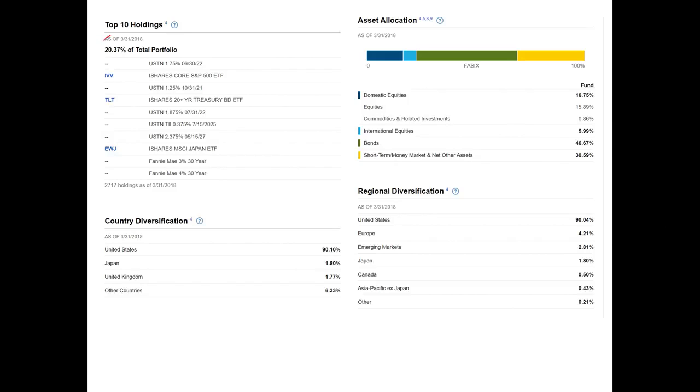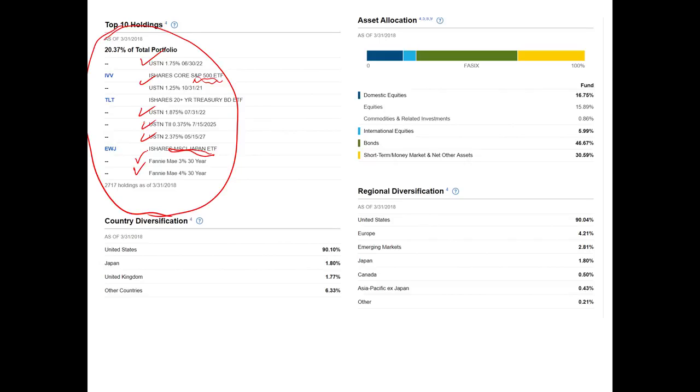So here in the upper left, it gives you the top 10 holdings. And so USTN, those are treasury notes. S&P 500 exchange traded funds, so it tries to mimic the performance of the S&P 500. It's just an index of large companies headquartered or located primarily in the United States. More treasuries, other equities. So MSCI Japan, that's just an index in Japan. Fannie Mae bonds, that's related to real estate. You can see the top 10 holdings and how they're divided up.